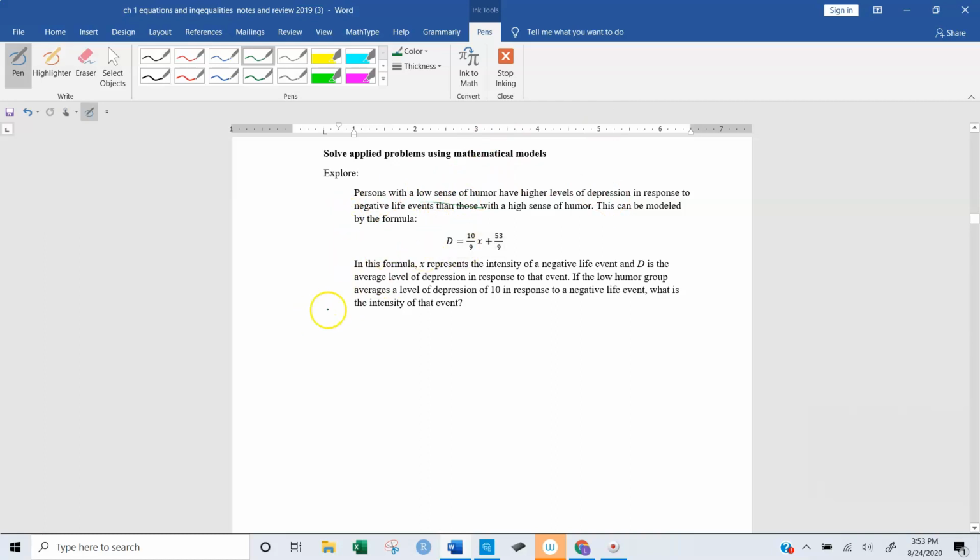This can be modeled by my formula. So what do I know? I know my formula. We're going to write it down here. D, depression, is equal to 10 over 9 x plus 53 over 9. Okay, in this form, what does x represent? It's the intensity of a negative life event. D is the depression level.